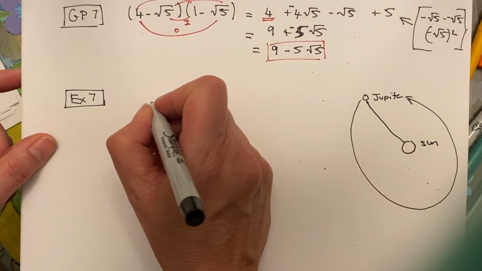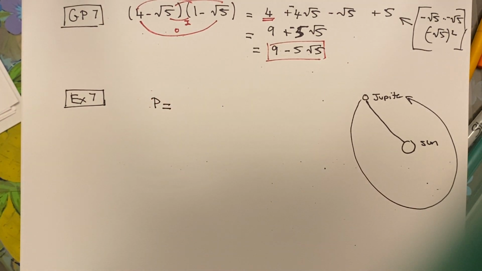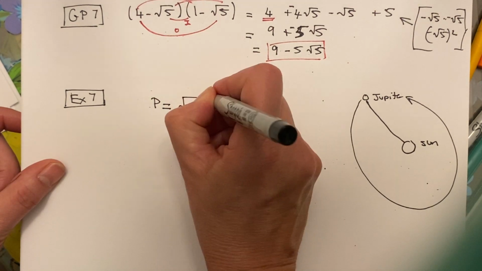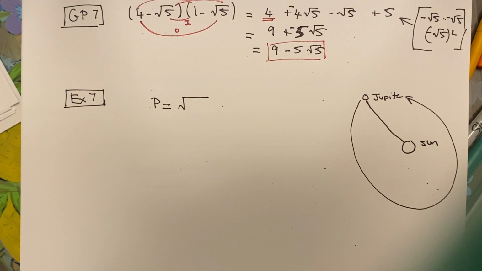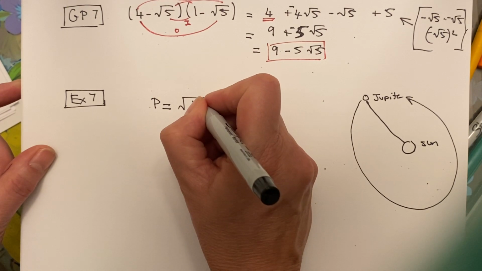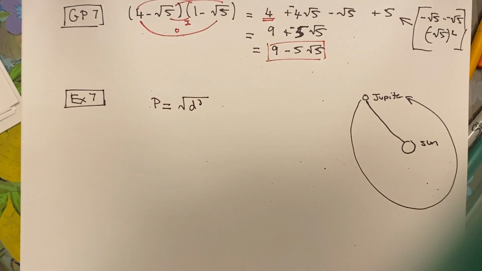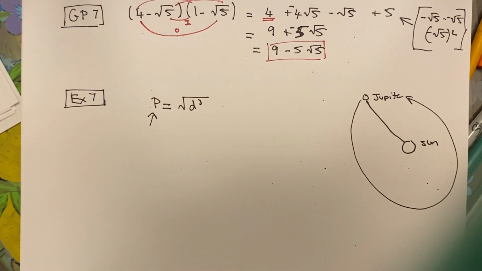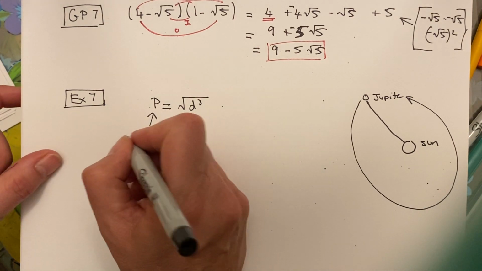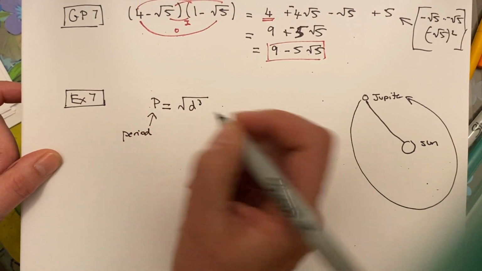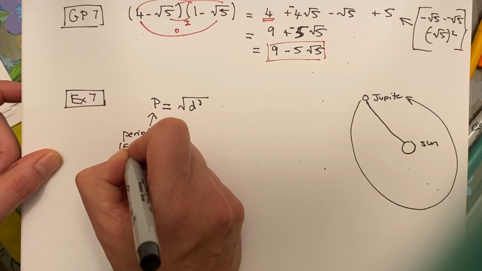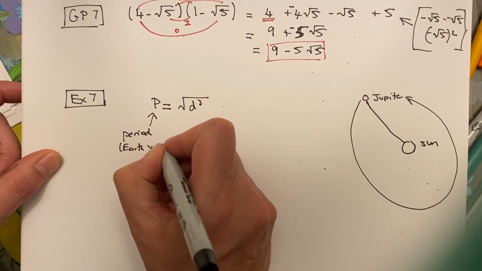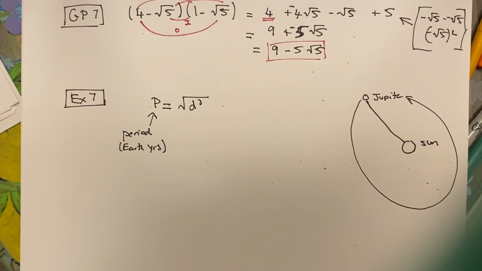And that orbital period, P, can be found using this formula. P equals the square root of the average distance, not diameter, sorry, average distance in astronomical units cubed. So this is called, just so that we know everything that we're talking about, the period of orbit, and this is in Earth years, because that's the only kind of years we really understand.